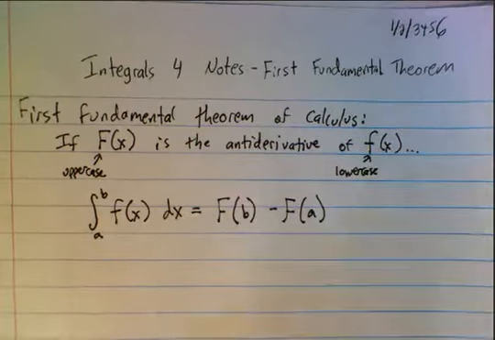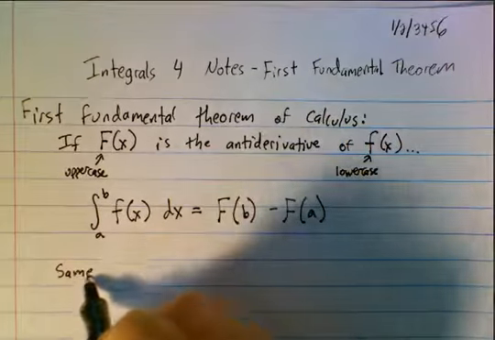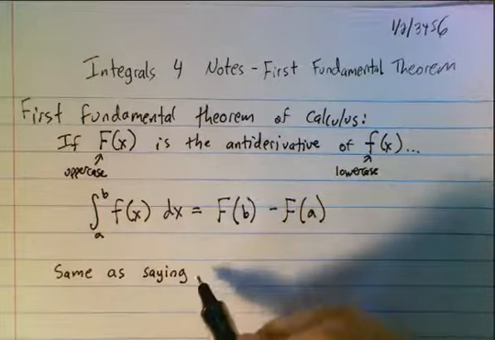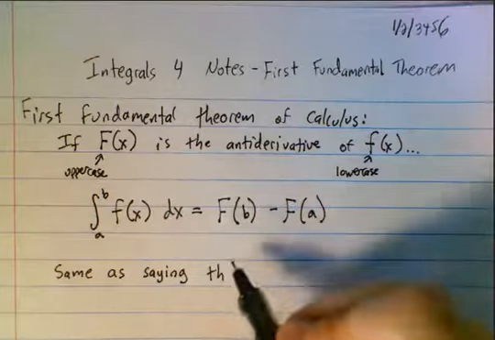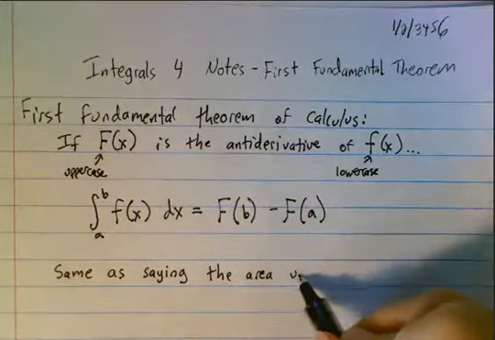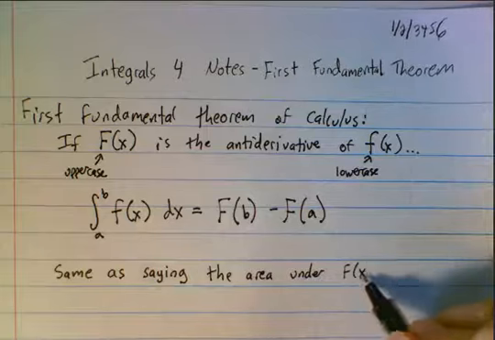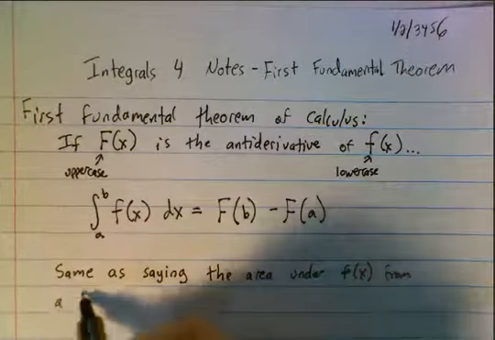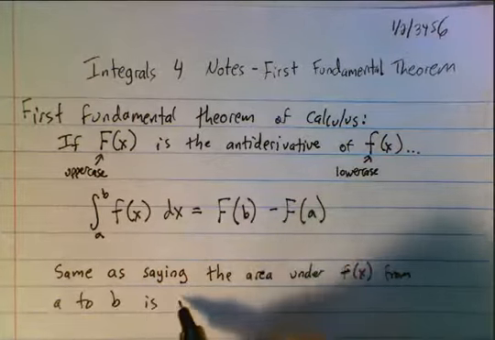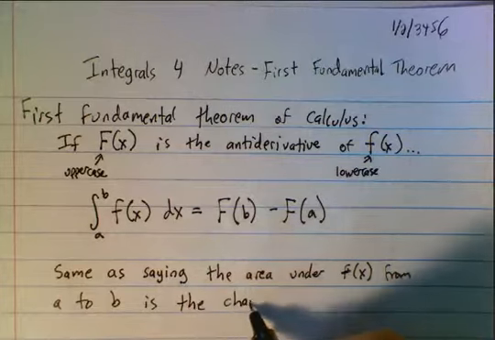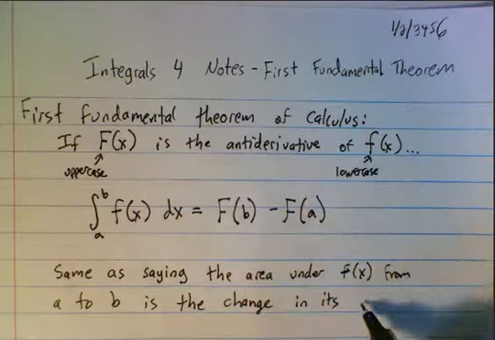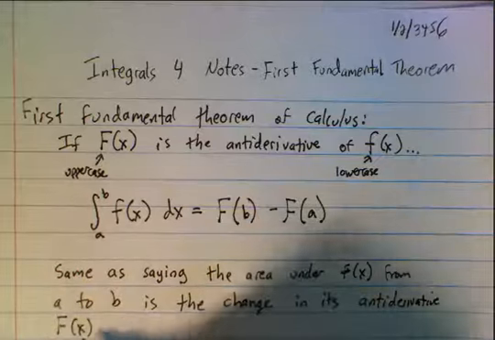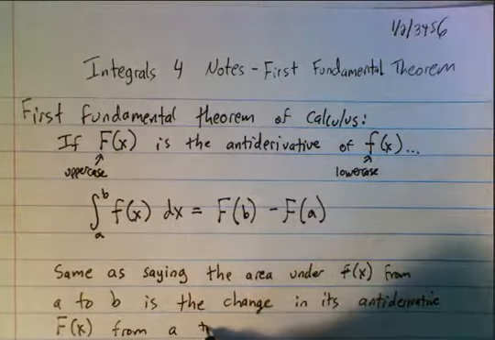So what this is really saying is that the area under a curve, which is what we're really talking about over here, so it's the area under the lowercase f of x from a to b, is the change in its antiderivative, capital F of x, from a to b.